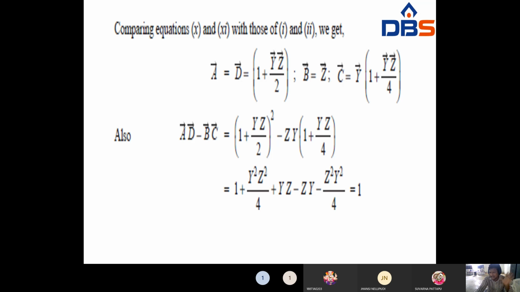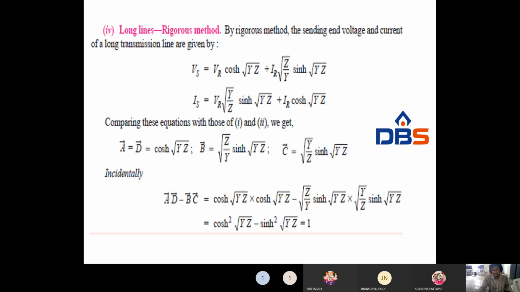AD minus BC, it is also a reciprocal. Totally, the medium transmission line is also a symmetrical and reciprocal network. Short transmission line is already symmetric and reciprocal, there is no change, but here the medium transmission line is also symmetric and reciprocal, right? So that is what I have covered till now, I am once again recovering the last class.